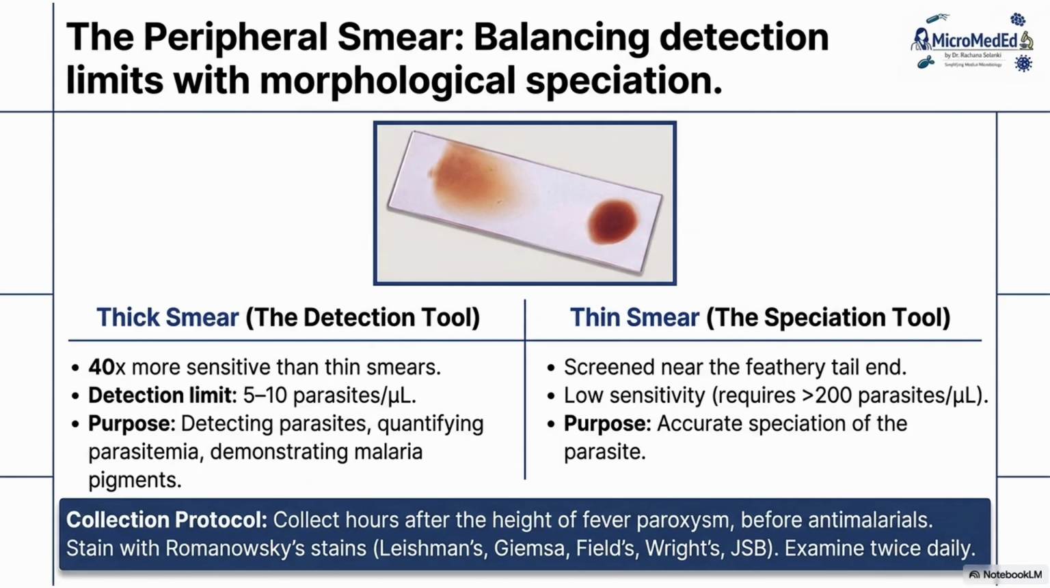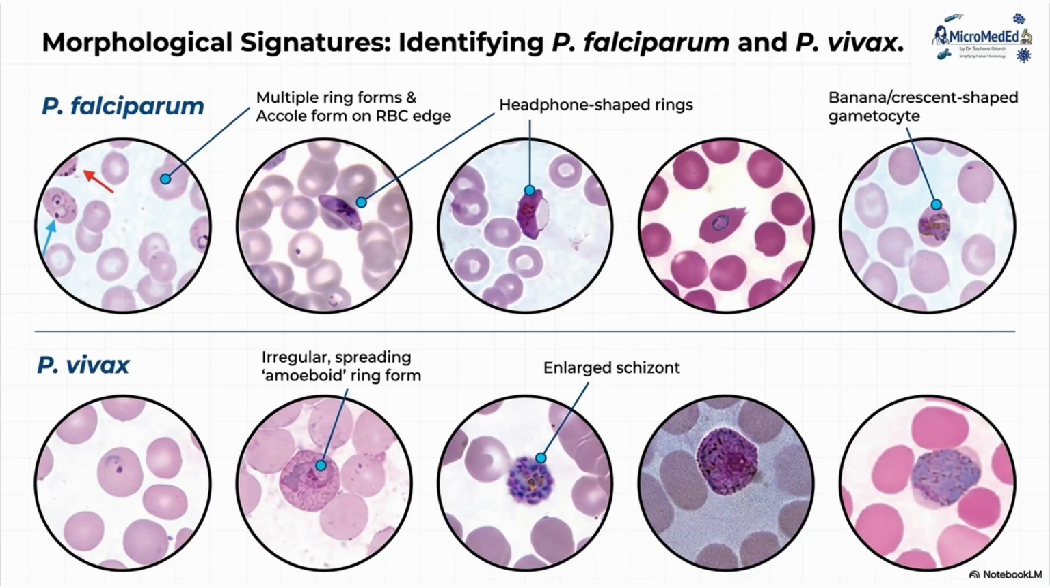Understand that the collection of blood should be after the height of fever paroxysms but before anti-malarial drugs, and you can stain it with any Romanowsky stain, that is Leishman, Giemsa, Field's, Wright's or JSB. Now the most important part: how these parasites look in the blood smear.